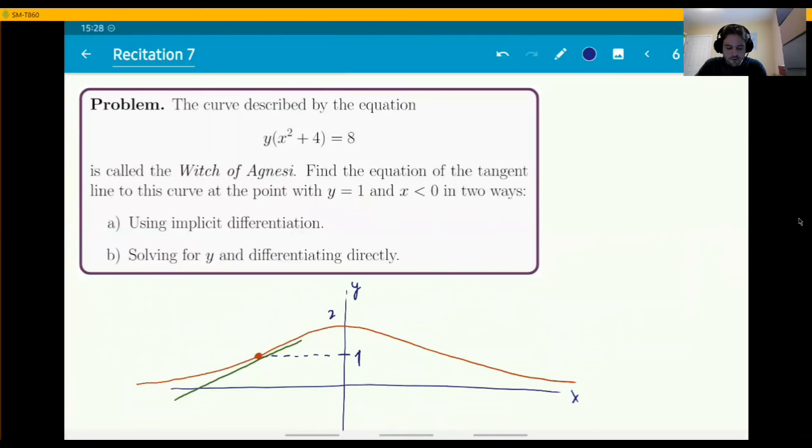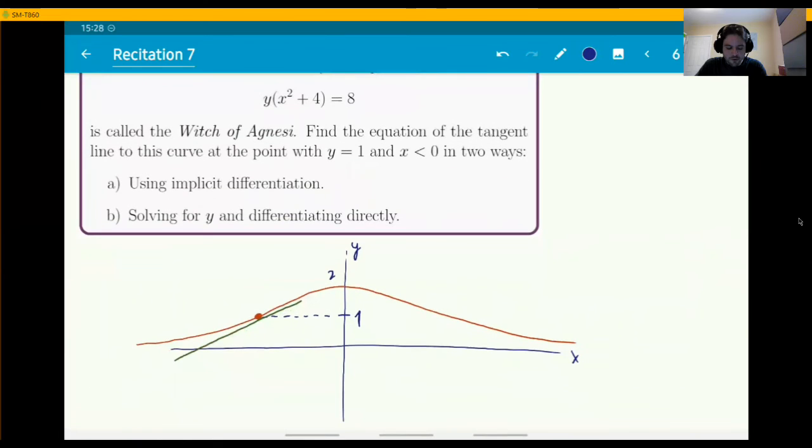Item A is what we just did here, implicit differentiation. B is actually solve for y first and then find the derivative explicitly. But we're going to do A first. So I have the curve here. It's the red line. And the point that we are interested in is the point with y equals 1. So here it is with negative x this time. The tangent line is in green. You see that it's sloping upwards. This time we expect to find a positive slope. So let's do that.